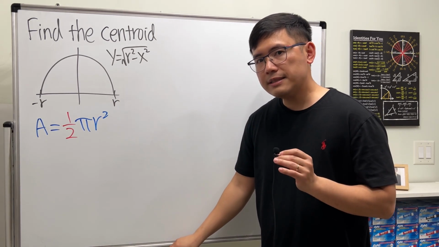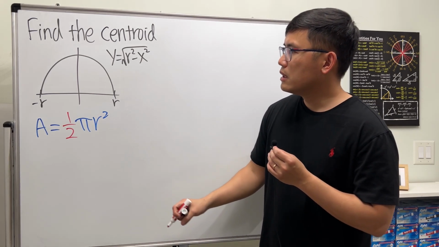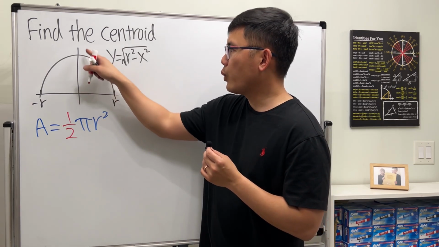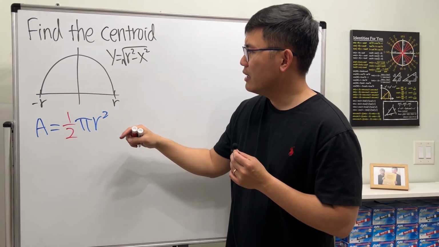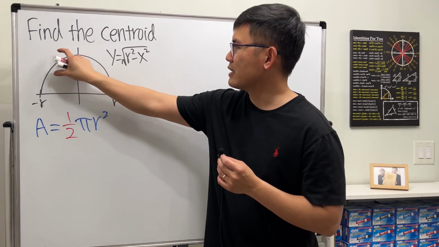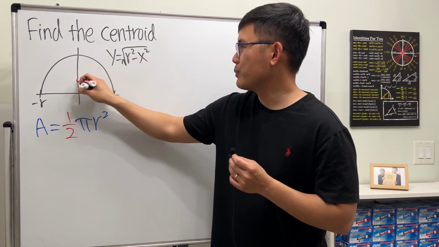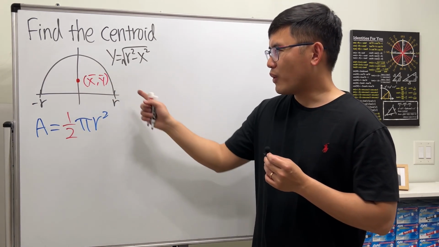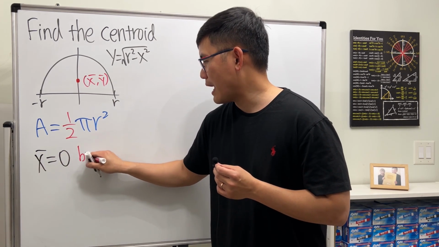Now, we need x bar and y bar, which is just the coordinate of the centroid. But if you look at the picture, you can see that the x bar must be somewhere on the y-axis because it's symmetrical. And y bar, it must be somewhere lower here, right? Because the top right here has less area. So I will just put it right here. X bar, y bar. But from here, we can say x bar must be equal to 0 by symmetry.